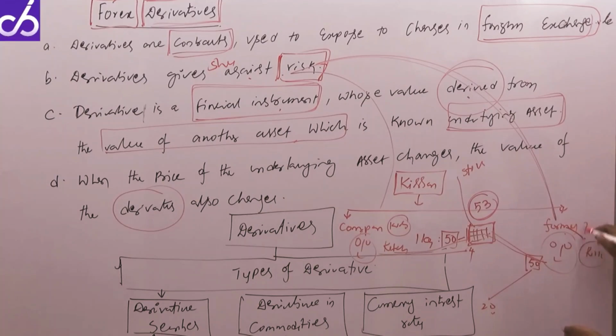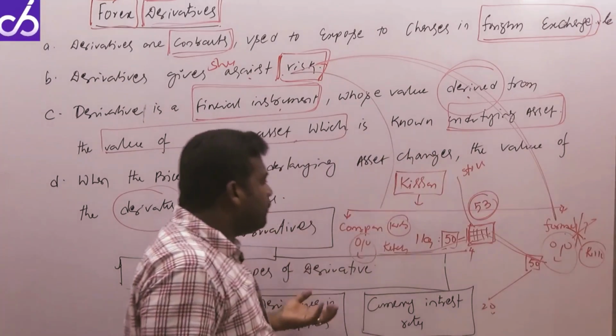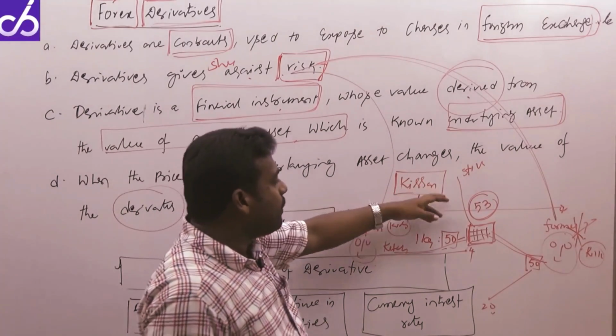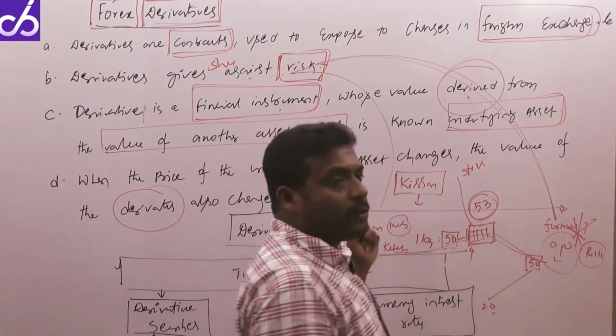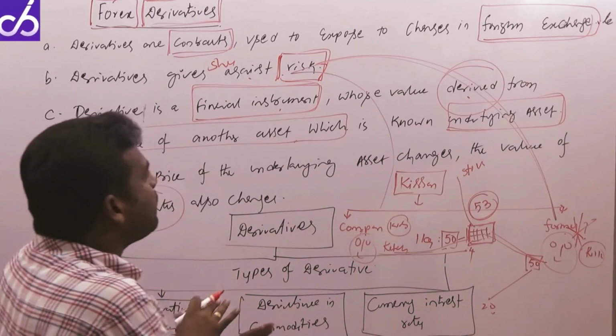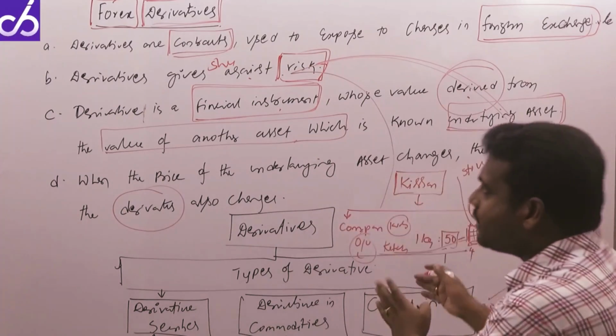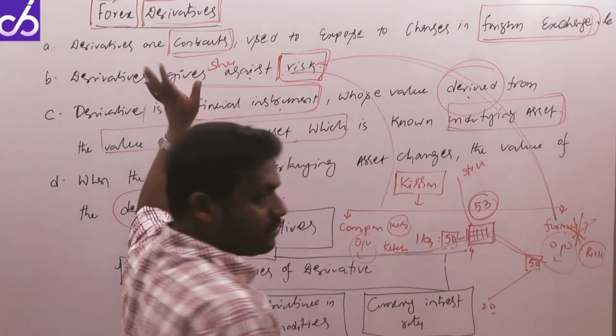So his risk is eliminated. What about here? The company which was supposed to buy at 80 rupees is purchasing at 53 rupees. So here both the parties' risk is systematically eliminated, because both people come to an agreement. That is called, what is that? A derivative agreement.